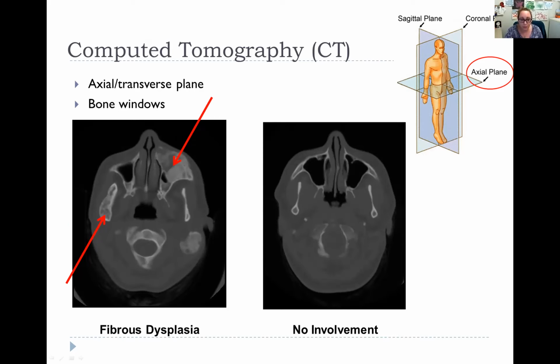These are considered bone windows, which means that everything on the imaging is appearing white. Air, which is in the sinuses, should be black, and everything else is sort of a shade of gray in between. And what you can see in the fibrous dysplasia affected patient on the left side is that the sinus is obliterated as compared to the unaffected scan on the right side. And you can also appreciate some fibrous dysplasia in the lower jaw by the lower left arrow.